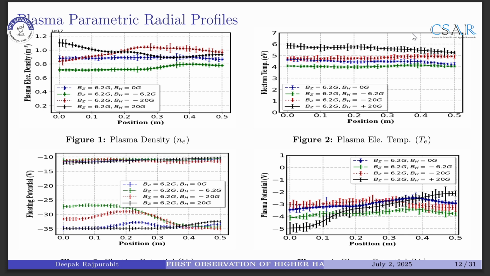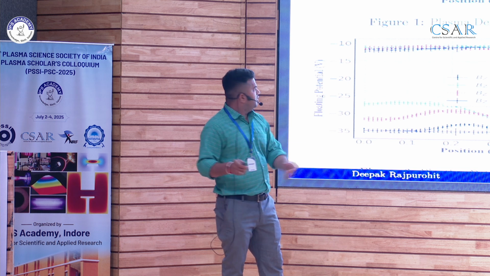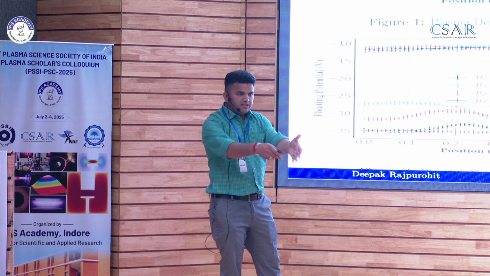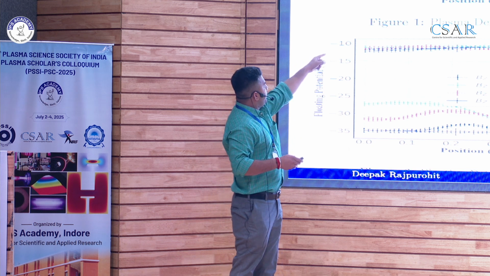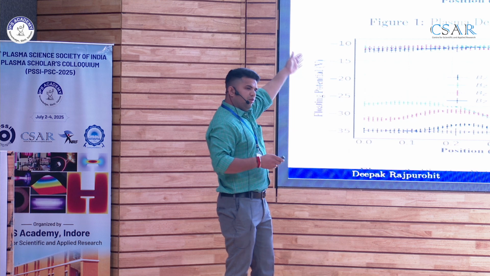Then we switch on Helmholtz in the opposite direction and equal magnitude of magnetic field, which means we are cancelling the magnetic field at the center of Helmholtz. Then minus 20 Gauss and plus 20 Gauss, and the axial field is always 6.2 Gauss.